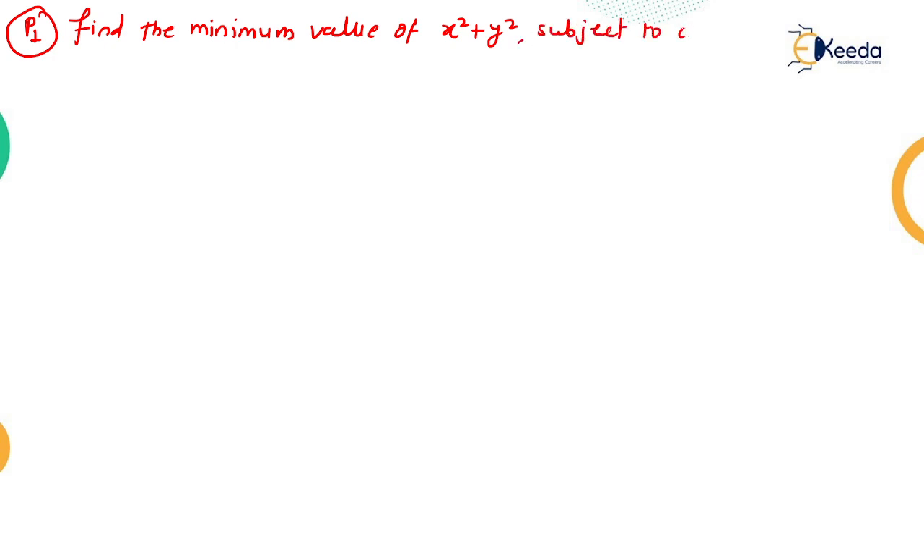Find the minimum value of x square plus y square subject to the condition ax plus by is equal to c. Ax plus by is equal to c. So let's see how it will be solved.